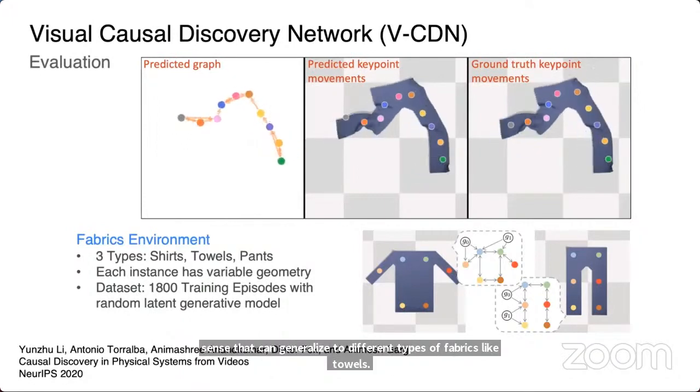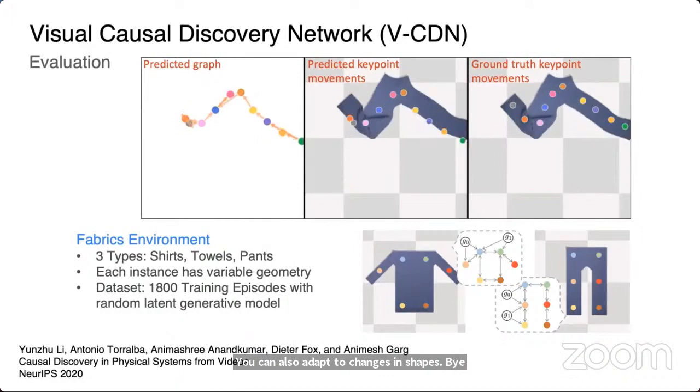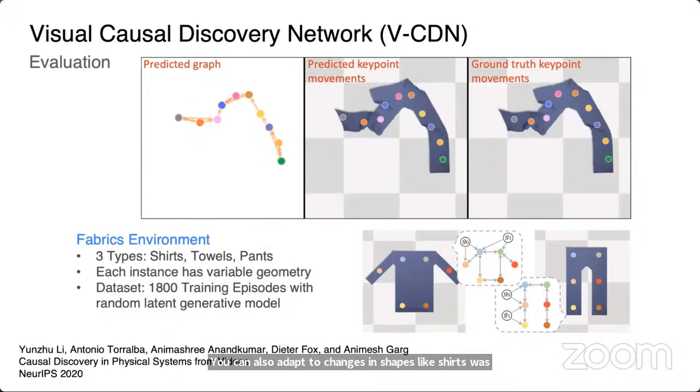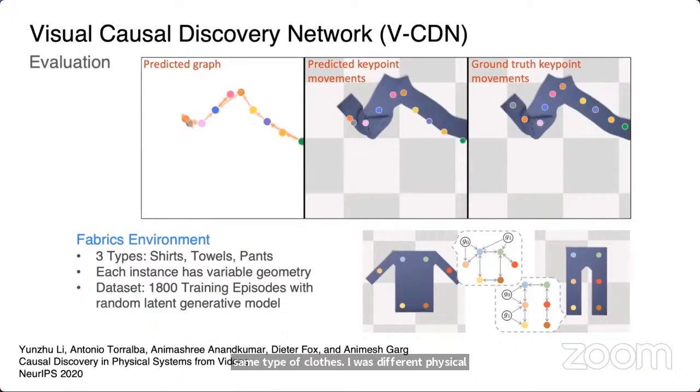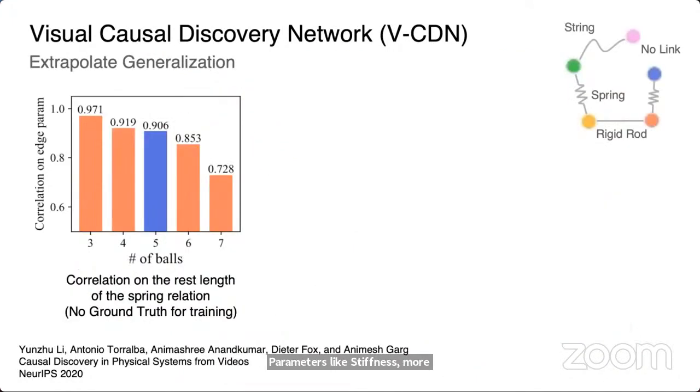It can also adapt to changes in shapes like shirts with different sizes or different sleeve length, or the same type of clothes but with different physical parameters like stiffness. Moreover, because our model is based on graph structured networks, it can perform extrapolated generalization to systems that have different numbers of components than during training. For example, the bar plot shows the correlation between the estimated rest length of the spring and the ground truth. Again, we do not have the supervision from the ground truth interaction graph during training. However, the discovered continuous confounding variables have a strong correlation with the actual physical parameter.